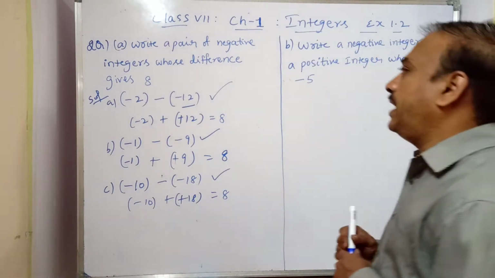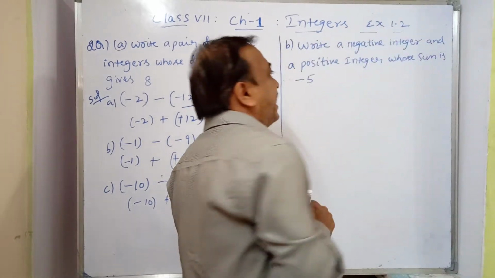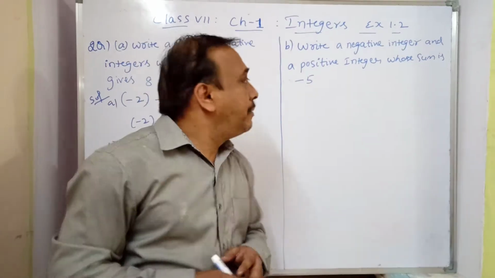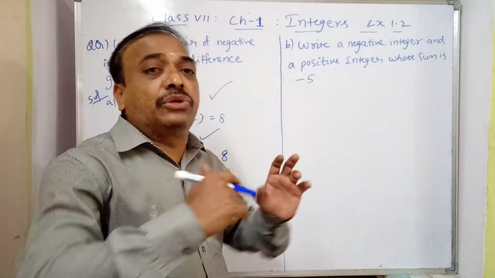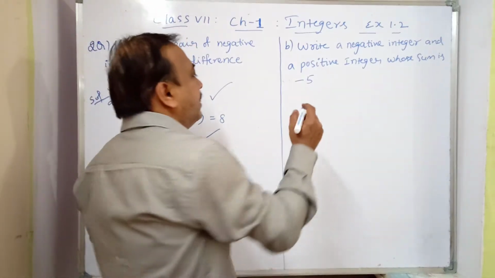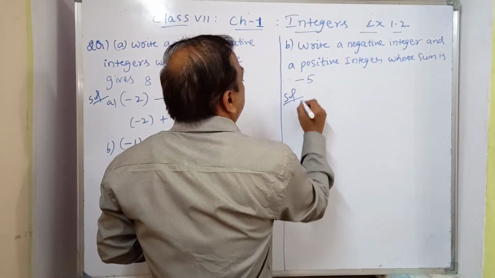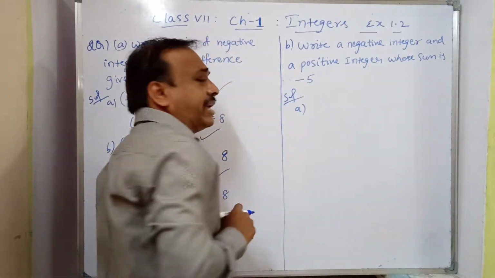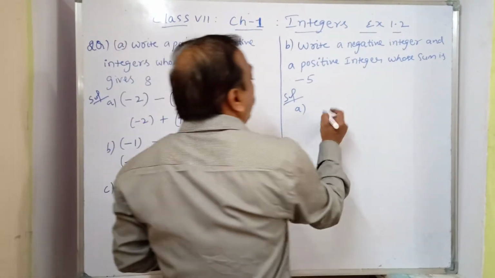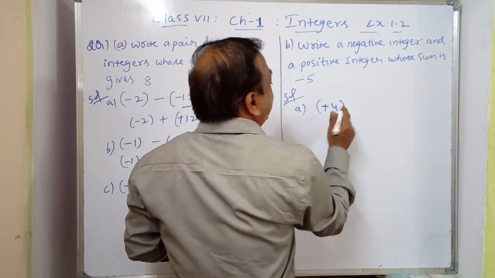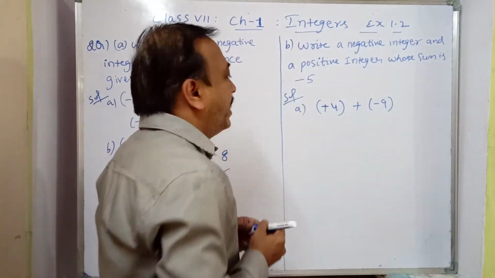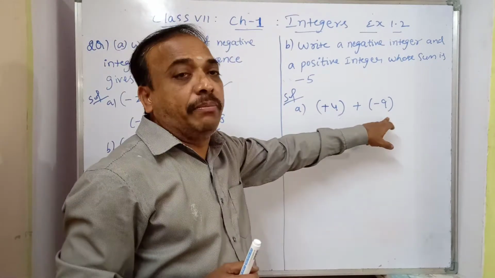Similarly, now let us see this B bit. Write a negative integer and a positive integer whose sum is minus 5. So the sum should come to minus 5. One negative integer, one positive integer. Any example you can give. The sum should be minus 5. Like plus 4, this is one positive, plus minus 9. You see, one is a positive number, one is a negative number.